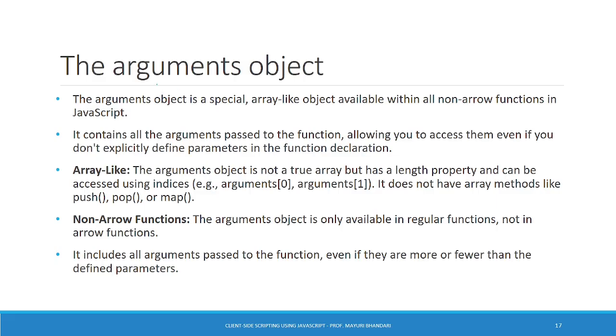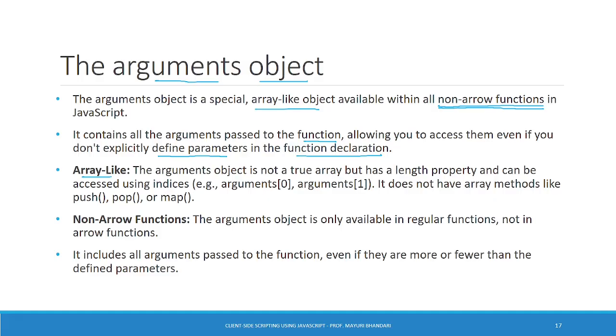Next, let us understand an interesting concept of arguments object. Arguments object is a special array-like object available within all non-arrow functions. Please remember, arguments object you can use only in non-arrow functions. What is arguments object? It contains all arguments passed to the function, and you can access all the arguments using that object even if you don't explicitly define parameters in the function declaration.